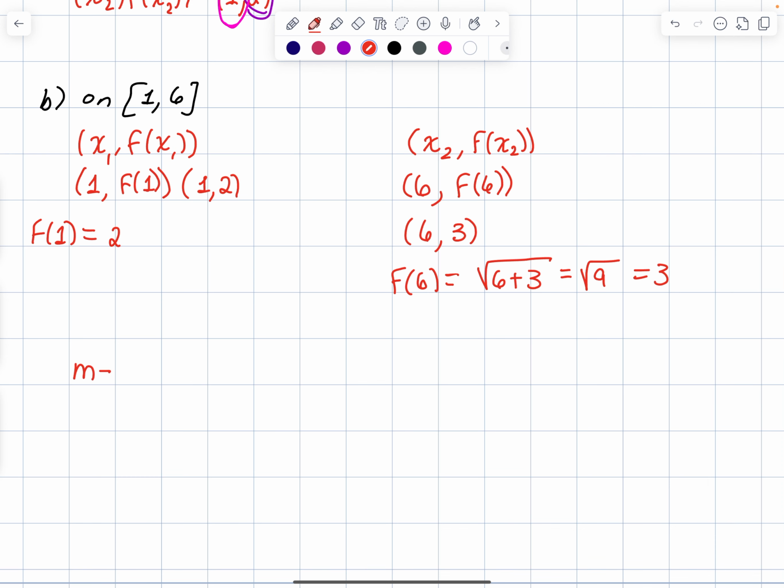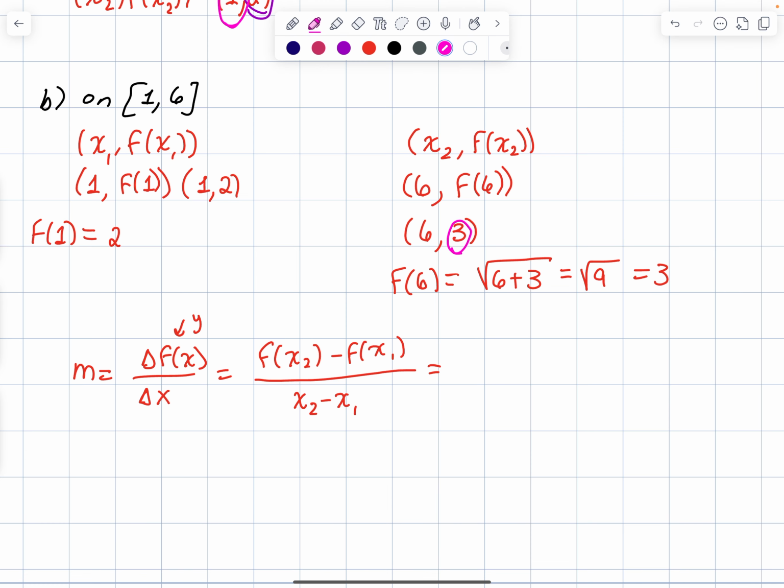So now we can calculate our slope, which is the change of f of x over the change of x, or change of y. So we have f of x2 minus f of x1 all over x2 minus x1 equals f of x2 is going to be 3 minus 2. Here's our other value. And then all over x2, which is 6, minus 1. So I get 1 over 5. So that's the average rate of change between that interval.